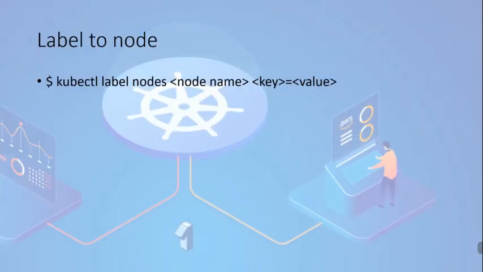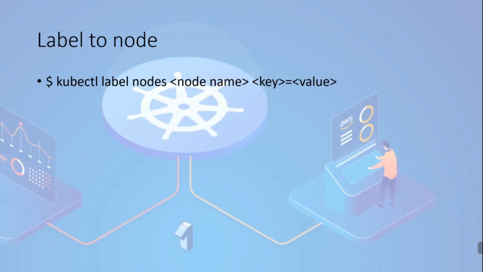Let's understand the label to node. Let's first understand where it's used. Suppose you want to deploy your pod in a particular node. For that we have to first give a label to the node and mention that in the manifest file, and when you apply it, it automatically deploys to the particular node.